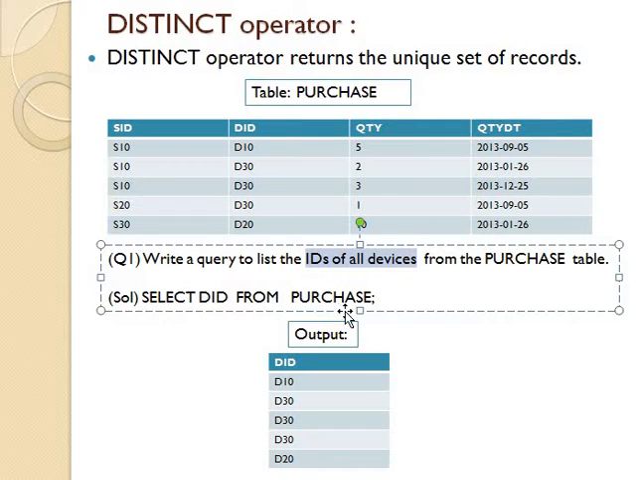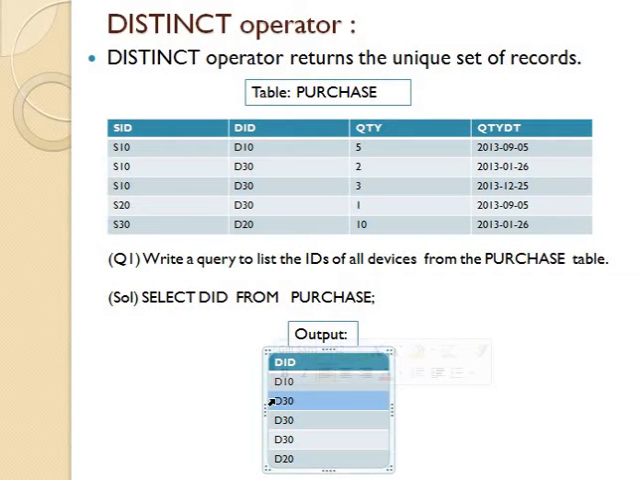And upon executing this query, you will see the column DID along with its entries getting displayed in the output table. But there is a problem occurring here. The problem is that the entry D30 is appearing thrice in the output table under the DID column.